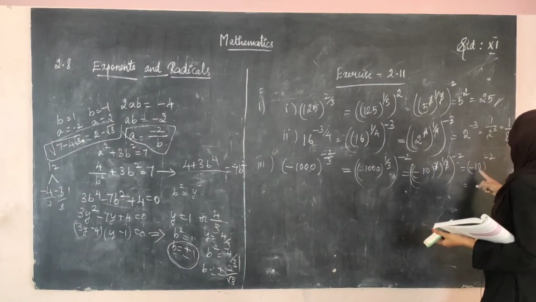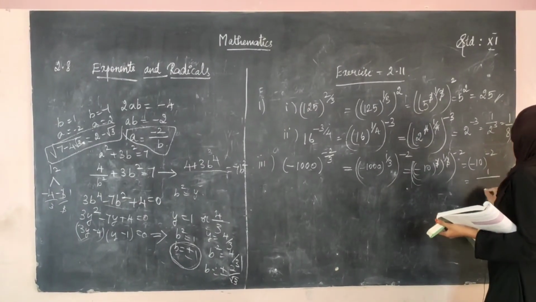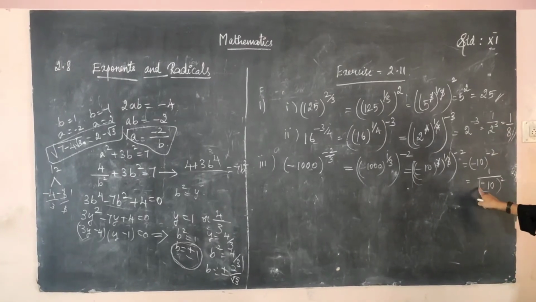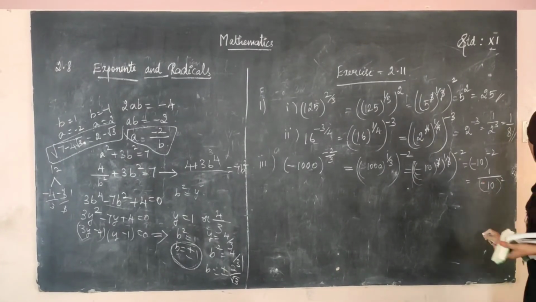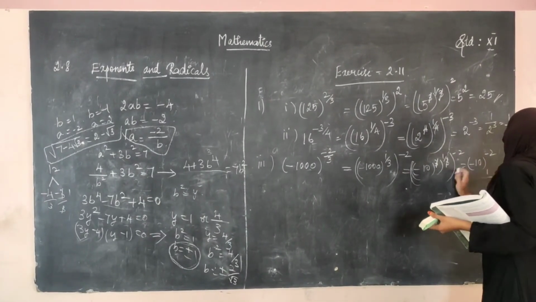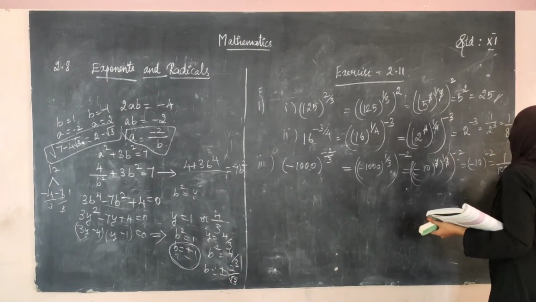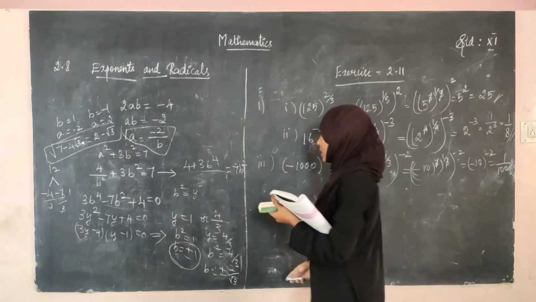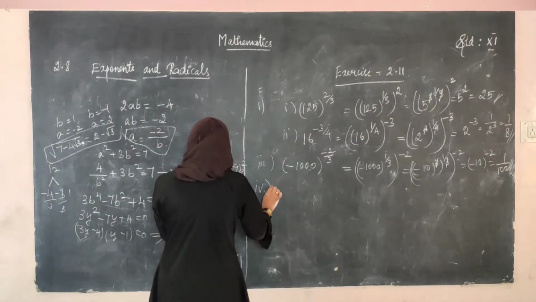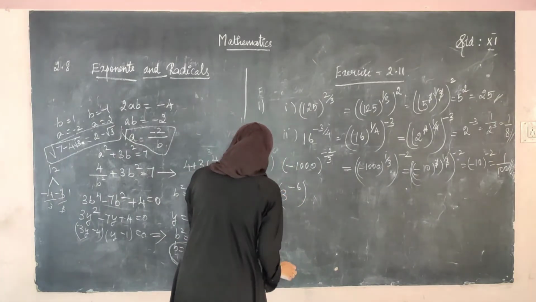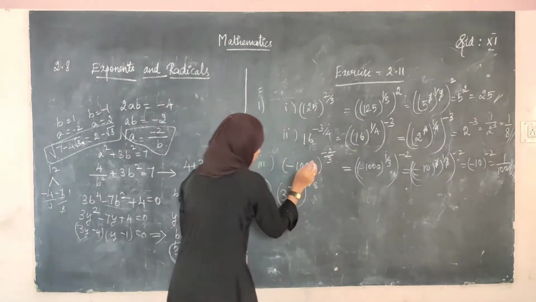Okay, so since it is minus 2, 1 divided by minus 10 the whole square. So when you square it, what happens? Automatically minus into minus becomes plus, which is equal to 1 divided by 100. Okay, 10 square is 100. And now the fourth subdivision, 3 power minus 6 the whole power 1 divided by 3.